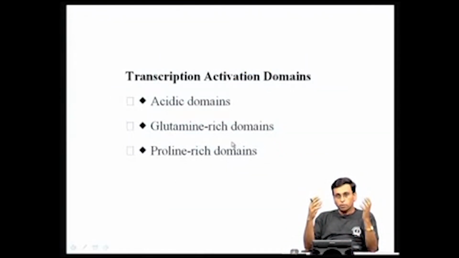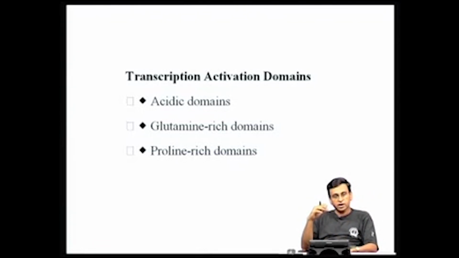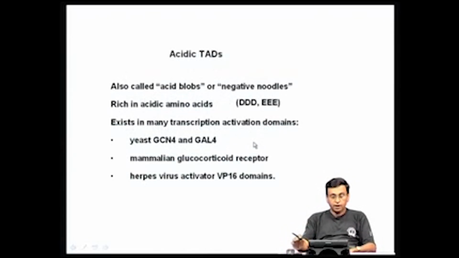Using some of these domain swap experiments and many other deletion studies, mutagenesis and so on, people started understanding how exactly transcription activation takes place and how exactly this TAD functions. The outcome of all these experiments is that at least three major transcription activation domains were identified in many eukaryotic transcription factors, and these were classified as acidic domains, glutamine rich domains and proline rich domains. What do I mean by this? The acidic transactivation domains are characterized by the presence of a negative charge. That means they are highly rich in acidic amino acids such as glutamic acid and aspartic acid.